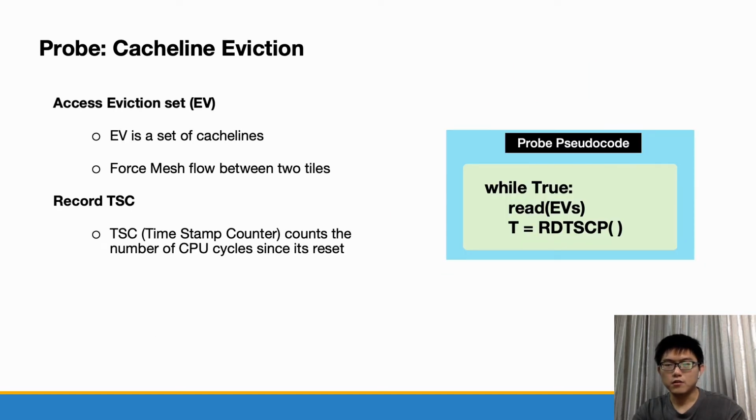Cross-core probe is based on Cacheline evictions. Firstly, we access several eviction sets, which is a set of Cachelines. By accessing this eviction set, we could force mesh flow between two tiles. Then we record TSC time driven by the instruction RDTSCP.